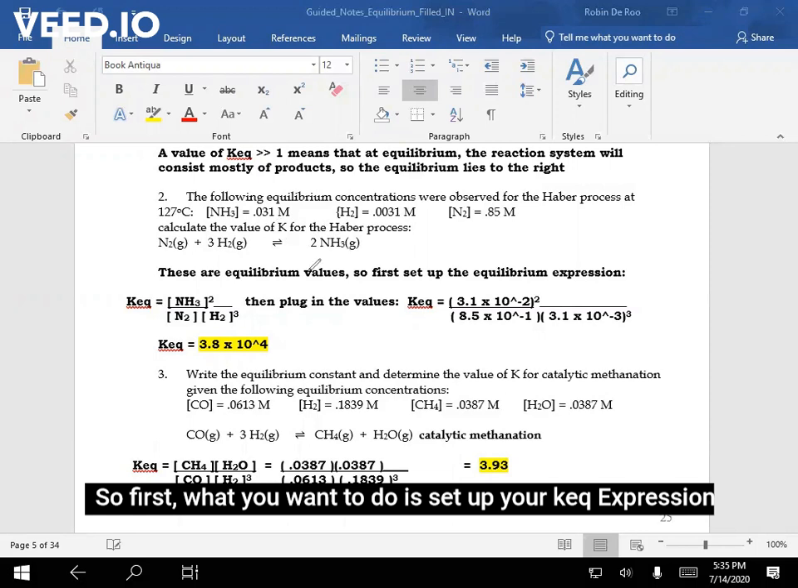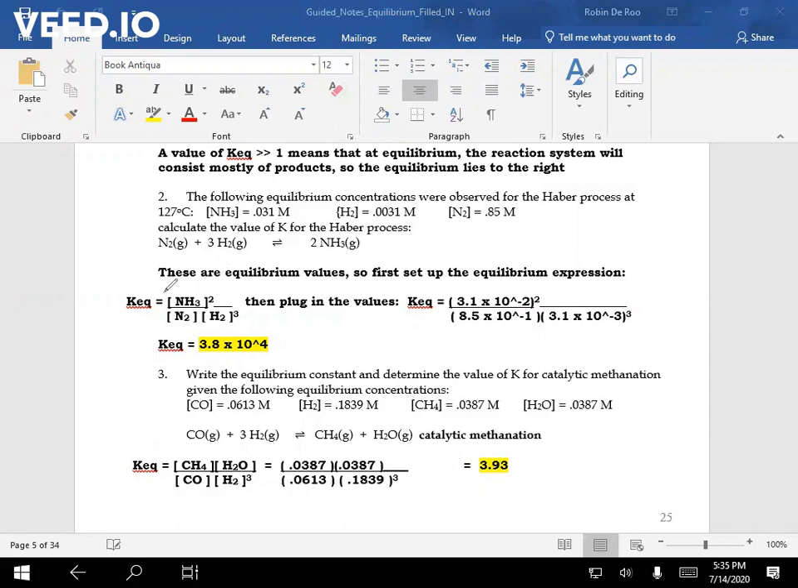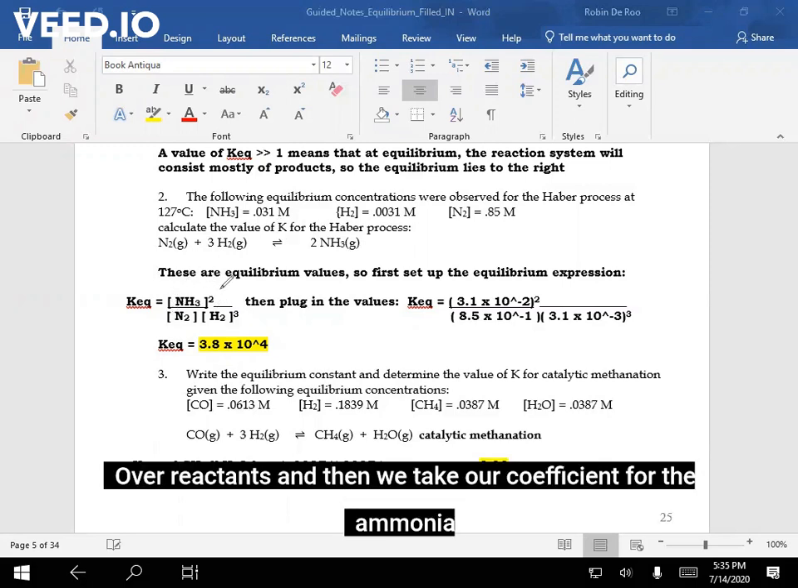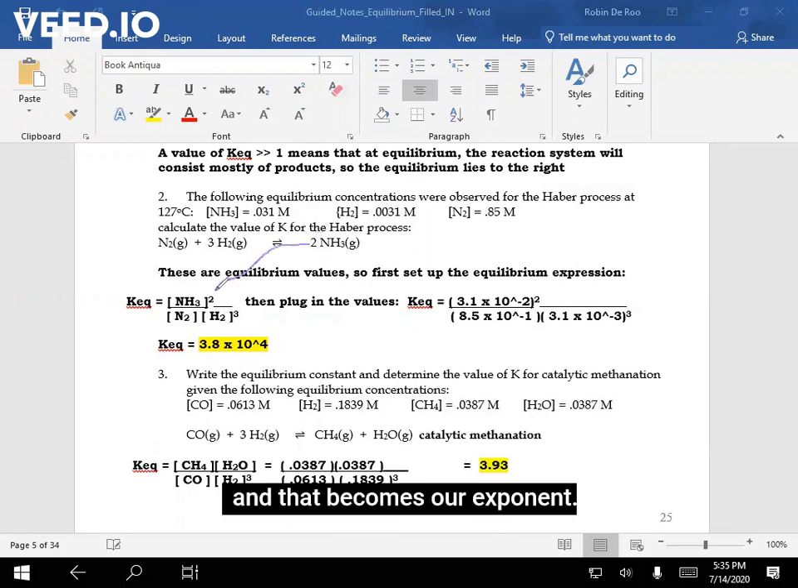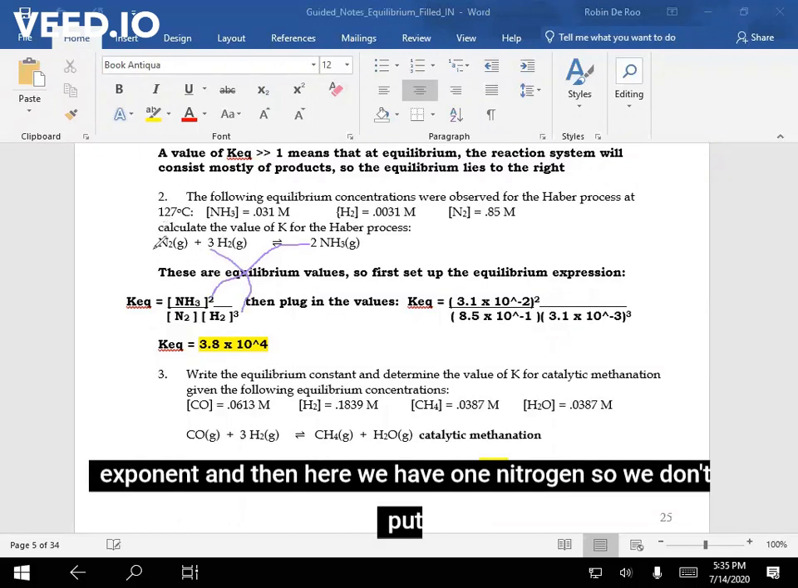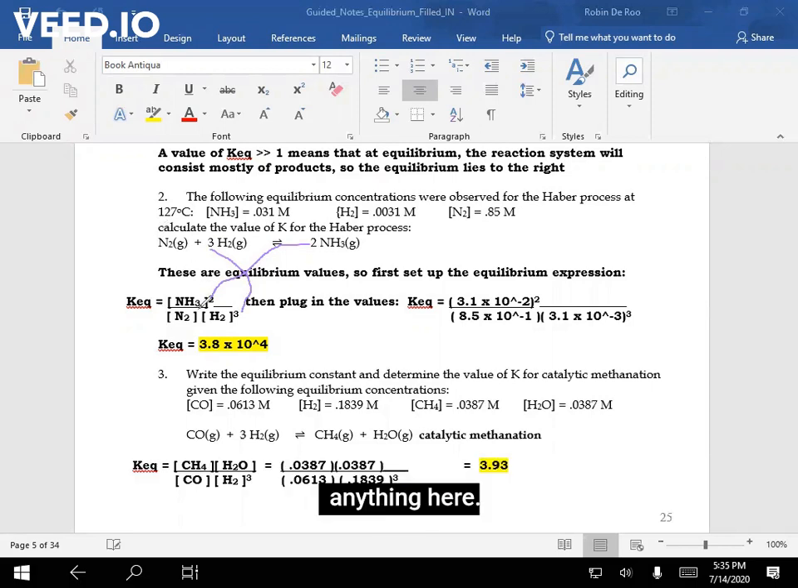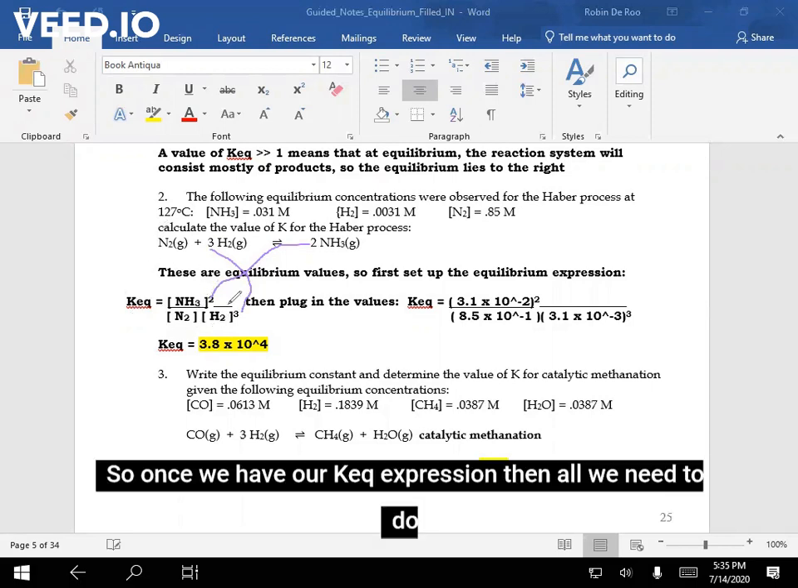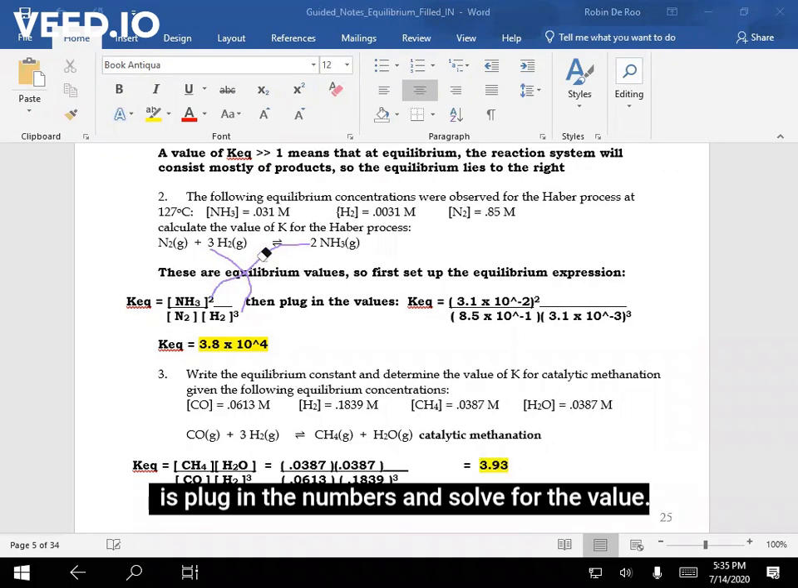So first, what you want to do is set up your Keq expression. That would be products over reactants. Then we take our coefficient for the ammonia, and that becomes our exponent. And then our coefficient for the hydrogen also becomes an exponent. Here we have 1 nitrogen, so we don't put anything here. Once we have our Keq expression, all we need to do is plug in the numbers and solve for the value.